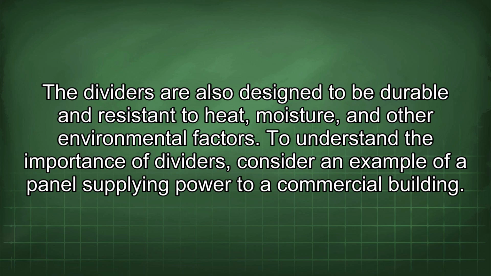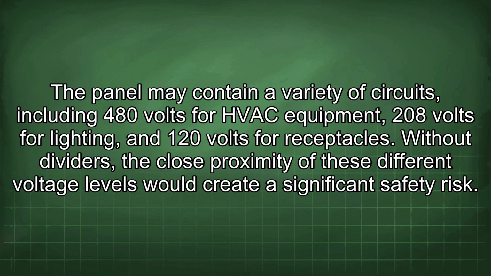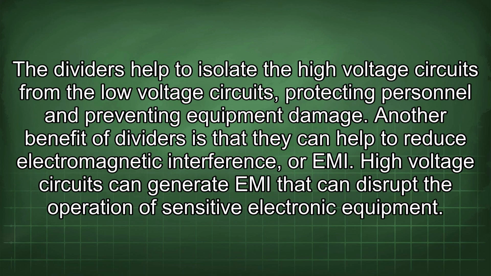To understand the importance of dividers, consider an example of a panel supplying power to a commercial building. The panel may contain a variety of circuits, including 480 volts for HVAC equipment, 208 volts for lighting, and 120 volts for receptacles. Without dividers, the close proximity of these different voltage levels would create a significant safety risk. The dividers help to isolate the high voltage circuits from the low voltage circuits, protecting personnel and preventing equipment damage.